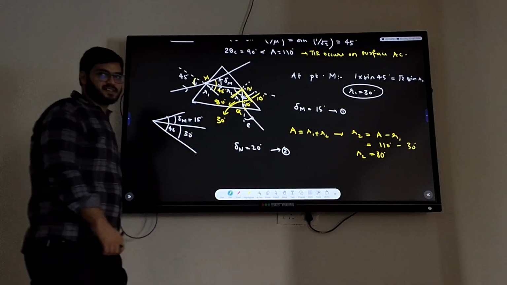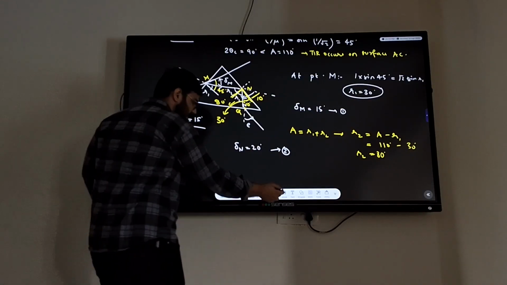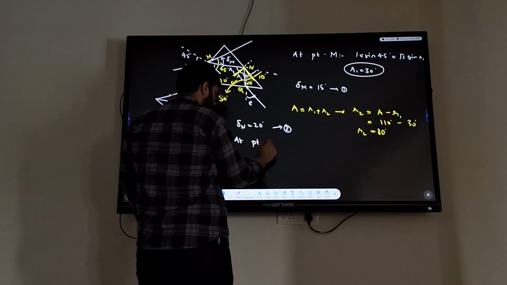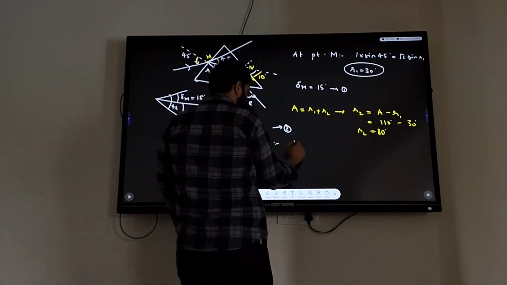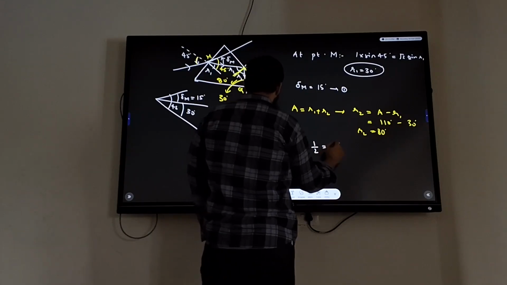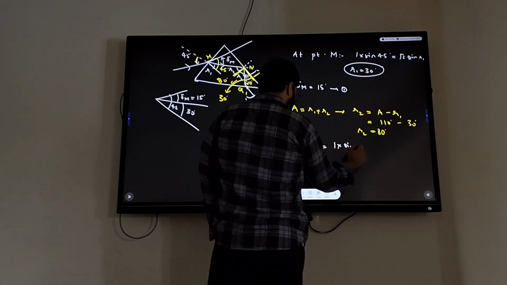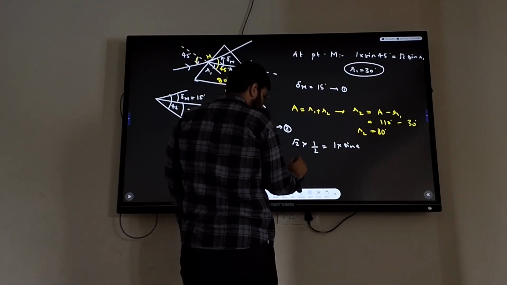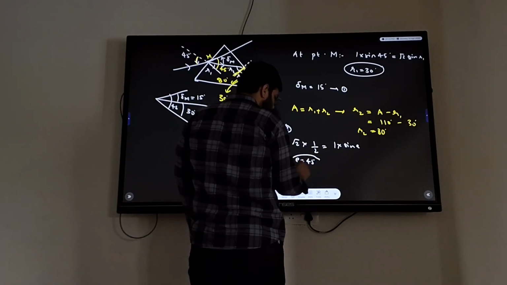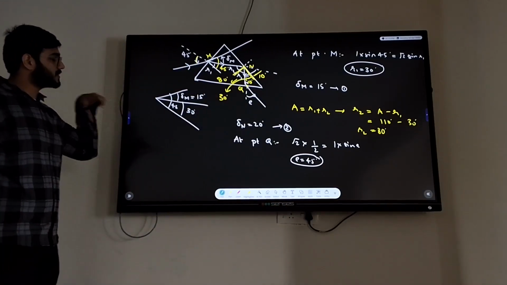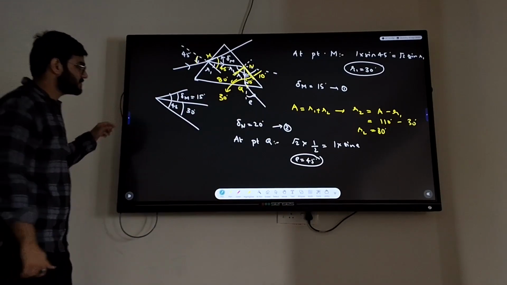Then I can apply Snell's law and find E. Somebody tell me what is it at Q. What will I find? Root 2 into 1 by 2. Mu, this root 2 into 1 by 2 is equal to 1 into sine of E. And then what will I get? That's 1 by root 2. So E is equal to 45 degree. If E is equal to 45 degree, then what is the deviation at Q?